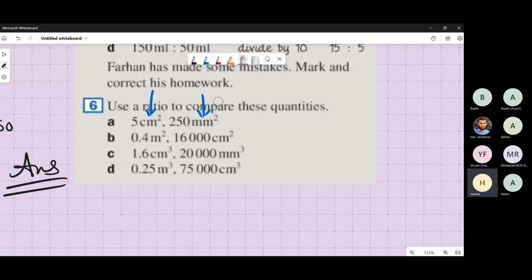So what are you going to do? We're going to convert 250 centimeters square to 250 millimeters square. Ibrahim, what do you suggest? We convert centimeter square to mm square, or we convert mm square to centimeter square, which is simpler?